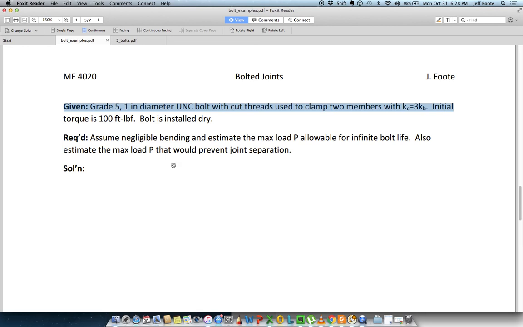Negligible bending, all that means is all we have is axial loads in this bolt. And we want to estimate the maximum external load that would prevent bolt separation and the maximum P for infinite life, which is what we're really interested in here.